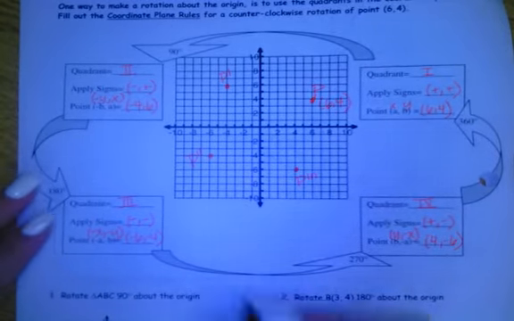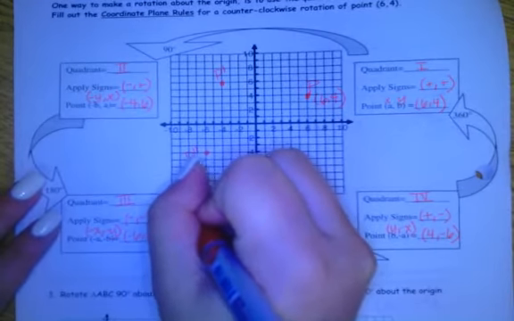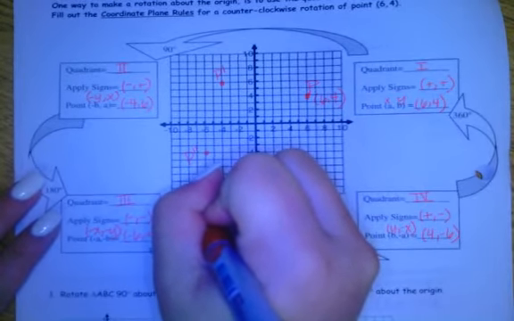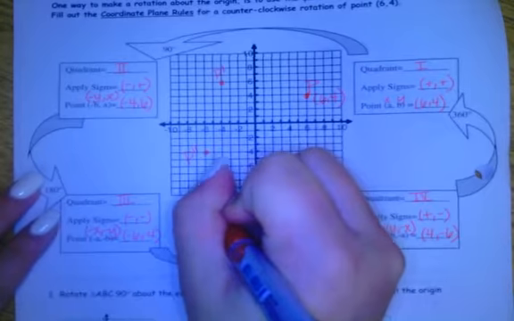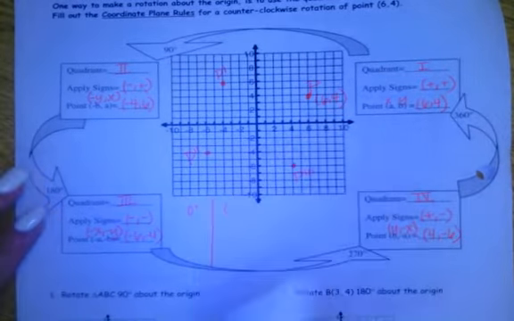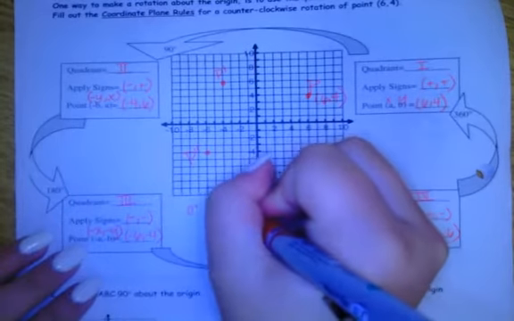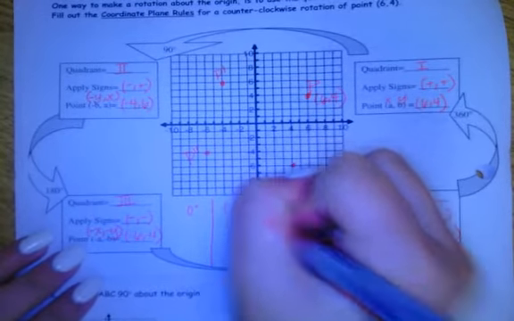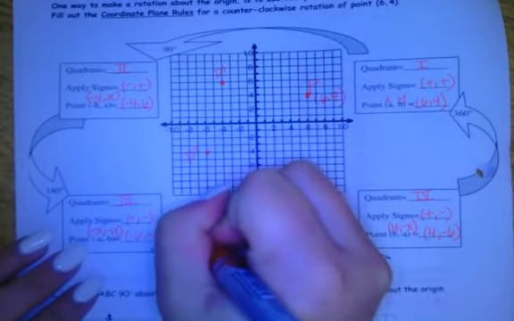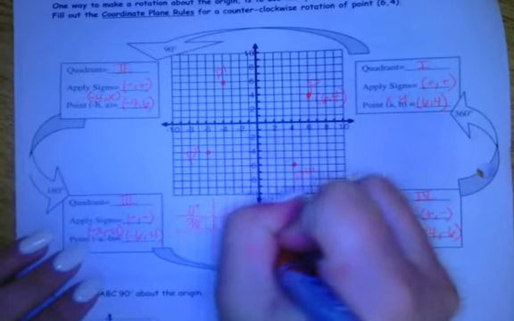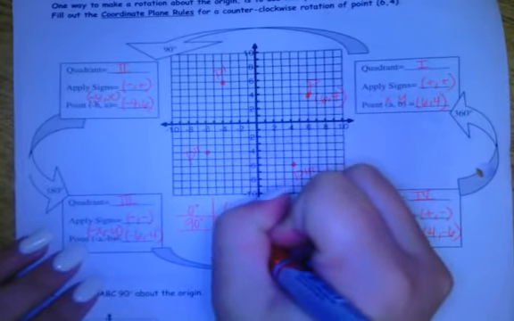Alright, I want to make a little chart. A 0-degree rotation is going to be what rule? Where you start, what's the rule going to be in terms of X and Y? X, Y, right? Okay. 90 degrees, what's it going to be? Negative Y, X.